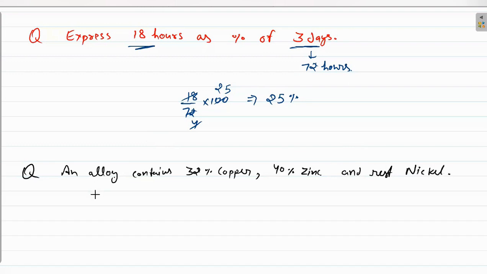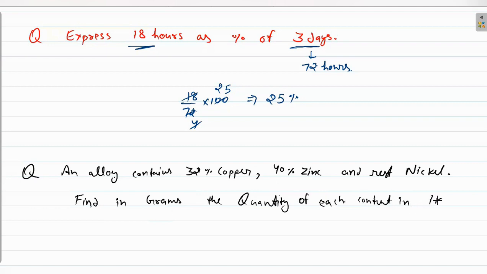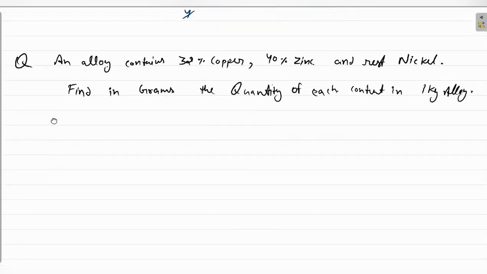Okay, so now they are asking: find in grams the quantity of each material, or each part over there. Find in grams the quantity of each content in 1 kg of the alloy. So what are you going to do? Convert 1 kg to gram.